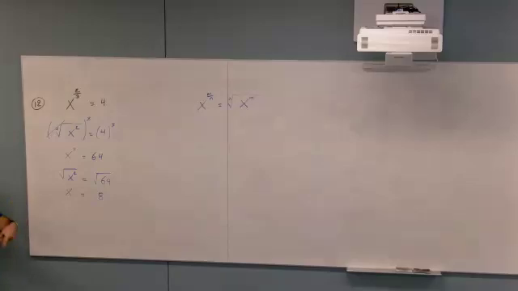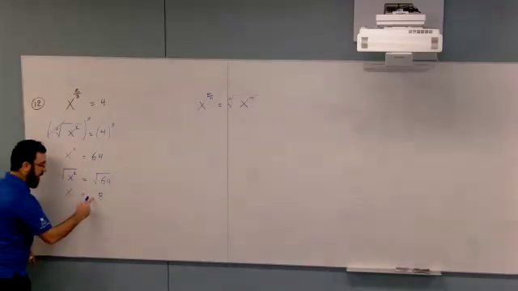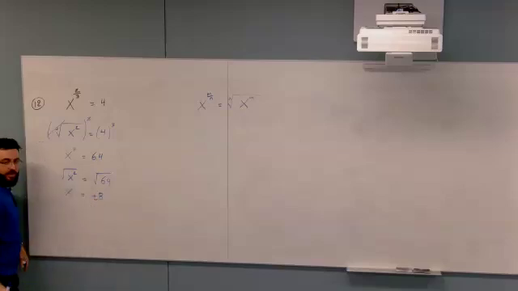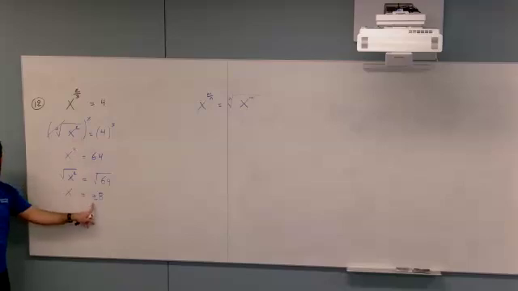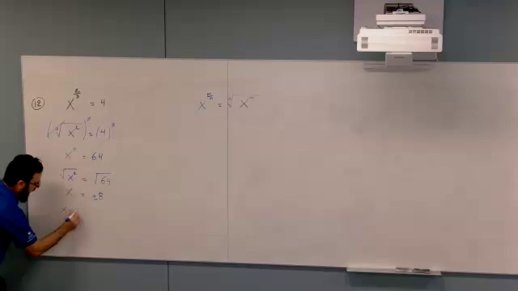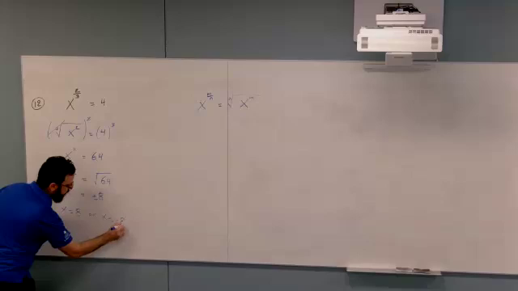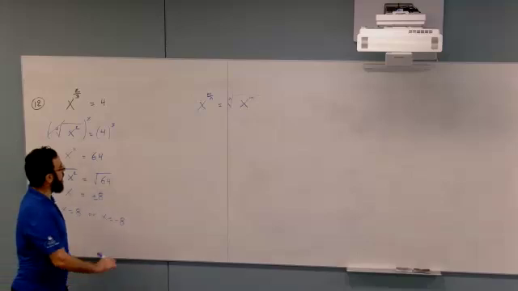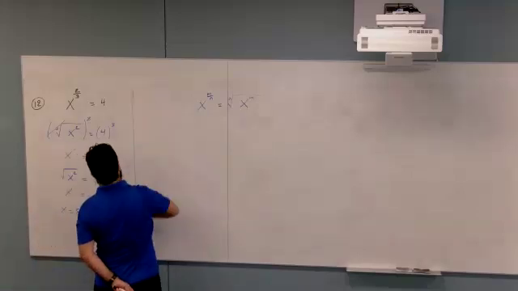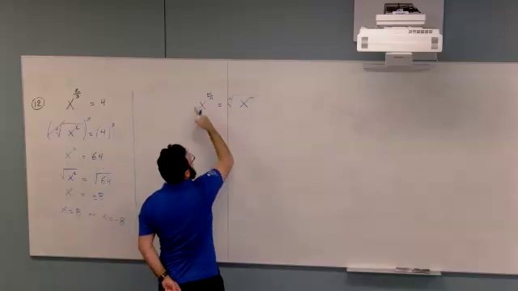Every time you're taking the square root, what are you going to do? Plus or minus, right? That's really important. You solve everything here and you forget the plus or minus. How many solutions do you have? x equals 8, x equals negative 8. Is that okay so far? This is using this rule.